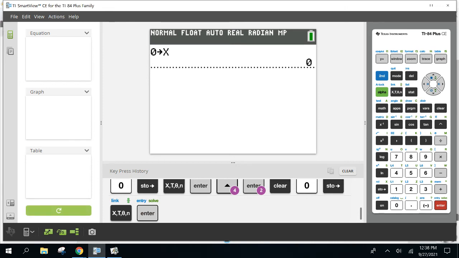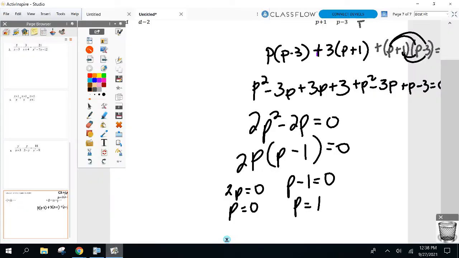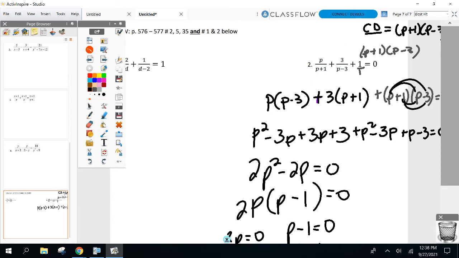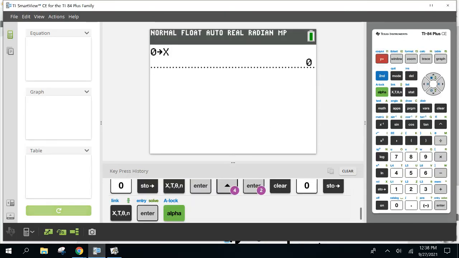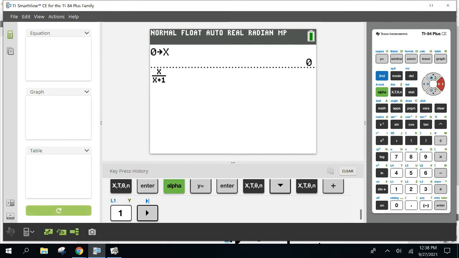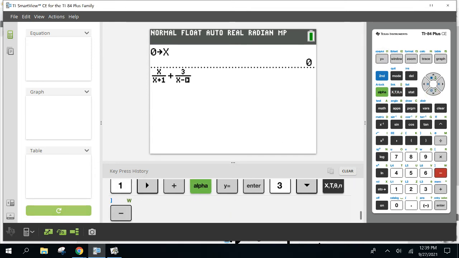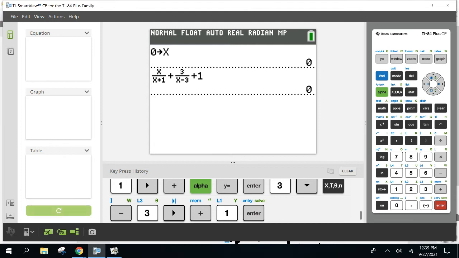I don't have my cheat sheet. What do I got? Emily, are you going to help me out here? Yeah. Here we go. X over x plus 1, plus 3 over x minus 3, plus 1. What's the right side equal to? 0. Let's hope. Boom! Got it. There it is. 0 works. So circle that one. That works.